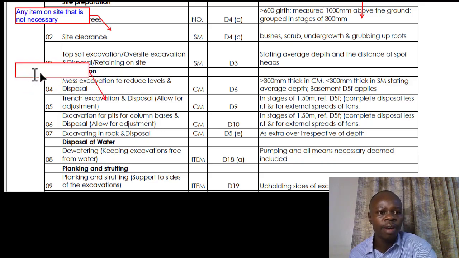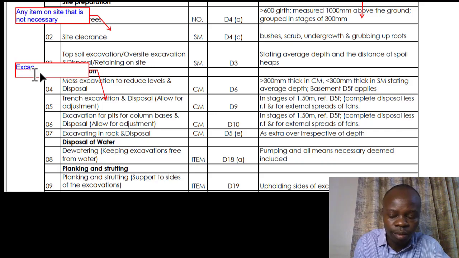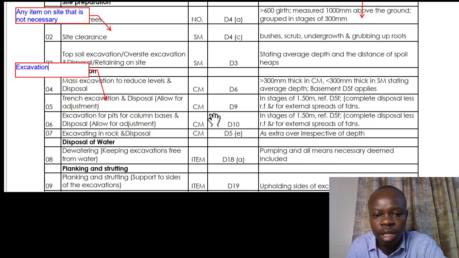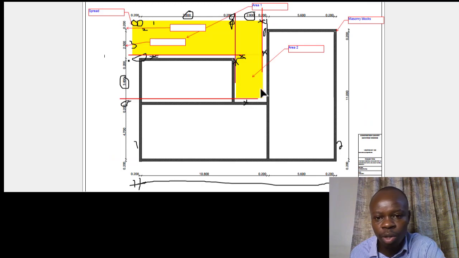That is item 5 in our list. Item 5 allows for the trench excavations done in cubic meters, section D9, and we'll do it in stages of 1.50 meters. So we are going to see how that 1.50 meters, the stages, is going to be applicable, and how the cubic meters is going to be derived.